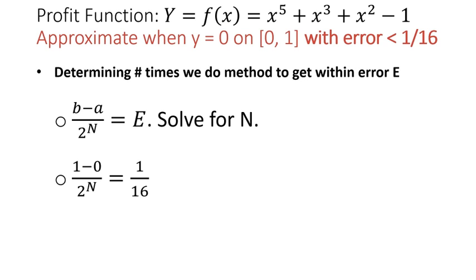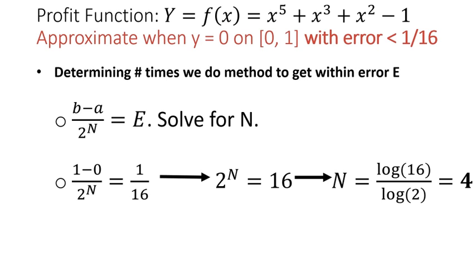Let's look at this example. 1 minus 0 over 2 to the n equals 1/16. We can rearrange that to get 2 to the n equals 16. Solve for n using logarithms, we get n equals 4. So we know we're going to have to use the bisection method 4 times before we're going to be within our margin of error. Now let's use the method.